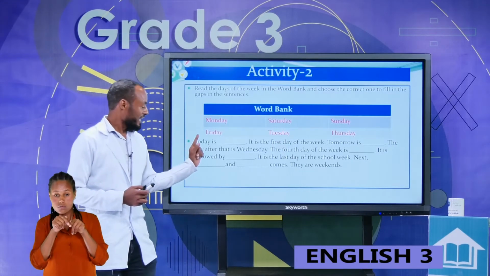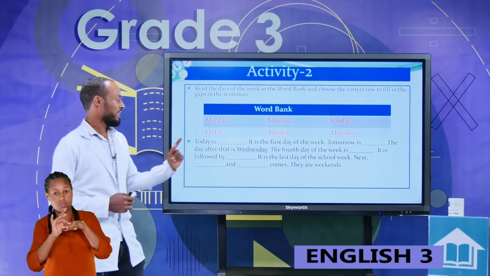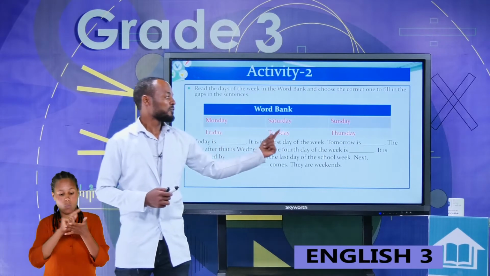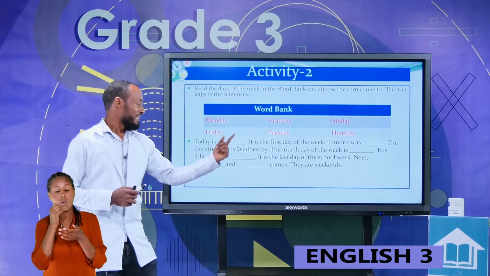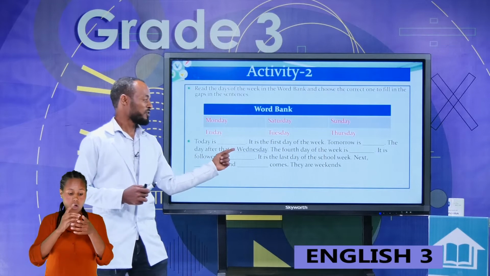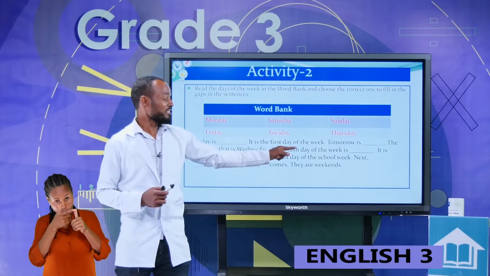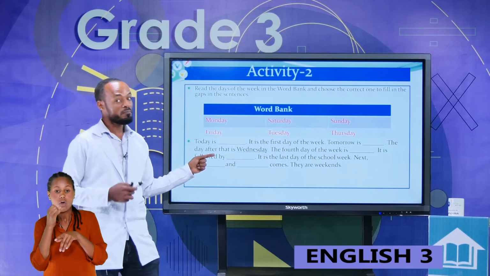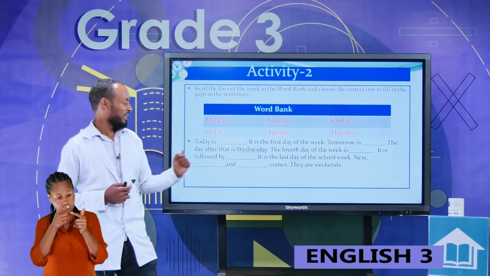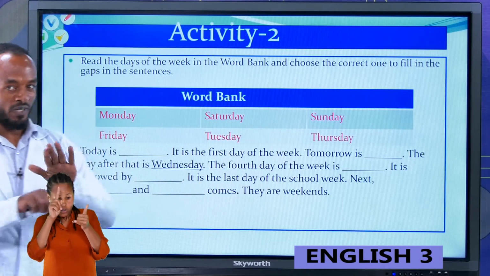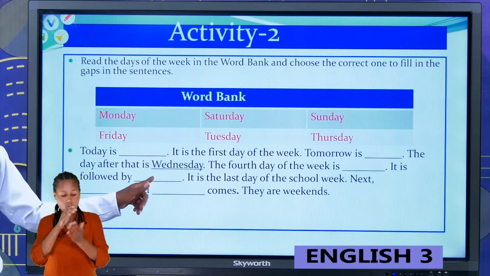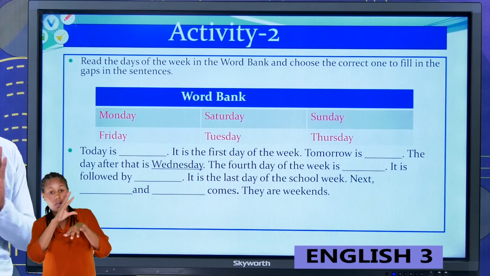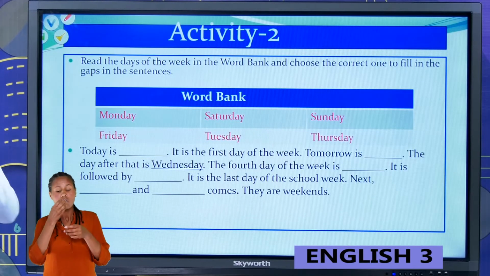Here, today is blank. It is the first day of the week. Tomorrow is blank. The day after that day is Wednesday. The fourth day of the week is blank space. It is followed by blank. It is the last day of the school week. Next, blank and blank come. They are weekends.